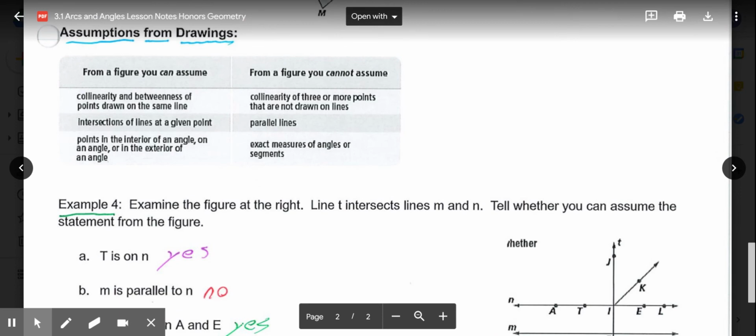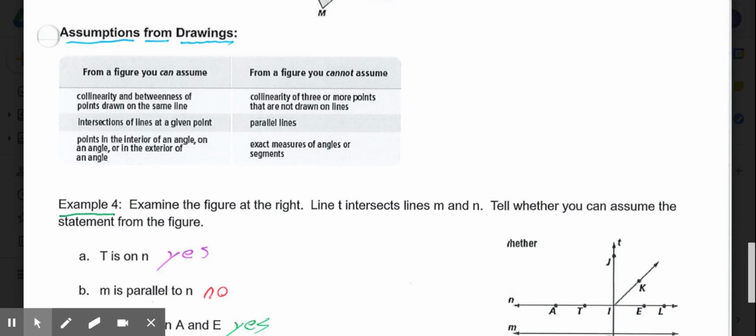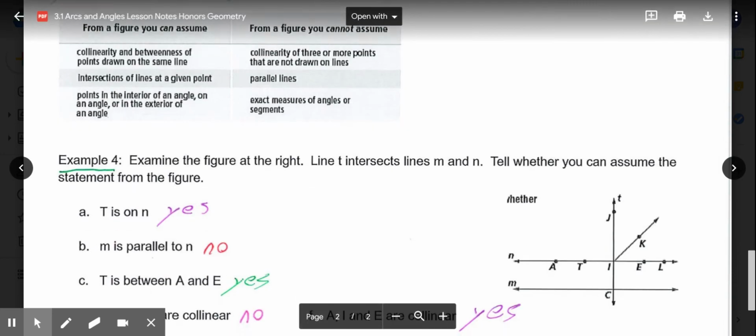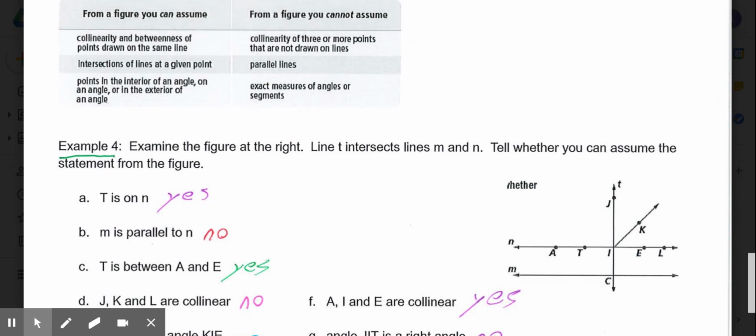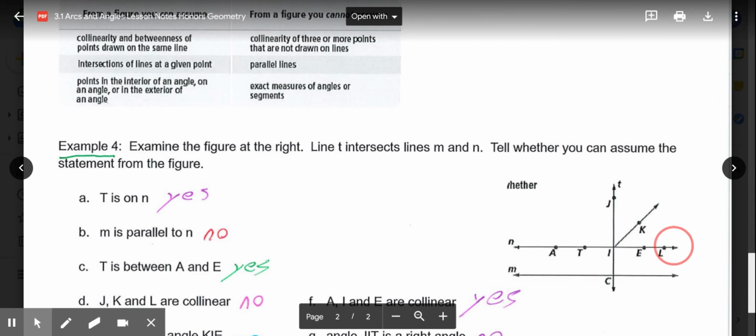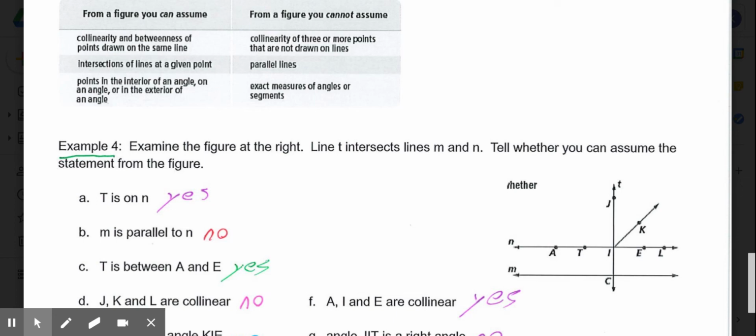Things we cannot assume. We cannot assume collinearity of 3 or more points that are not drawn on lines. So if they did not give us the lines, we cannot assume they're collinear. Even if it looks like J, K, and L, there could be a line connecting them. Without it drawn, we don't know for a fact they're collinear. We cannot assume without measurements that we have parallel lines. Here, it looks like N and M are parallel, but without measurements or angle measures, we cannot assume that. And we cannot assume the exact measures of angles or segments without them being provided. So we would need labels or measurements given.